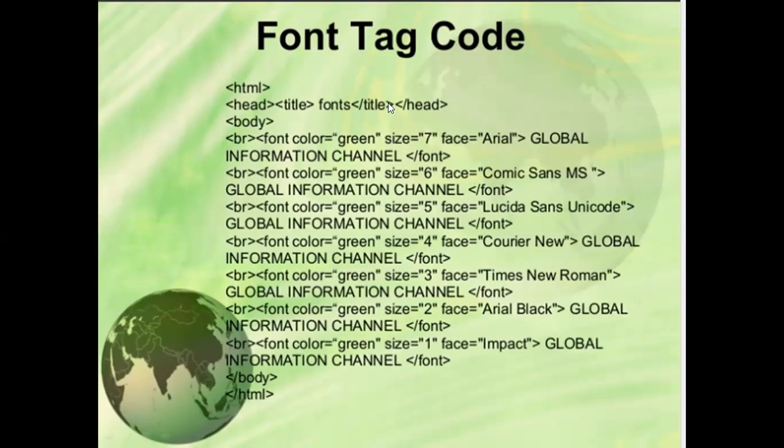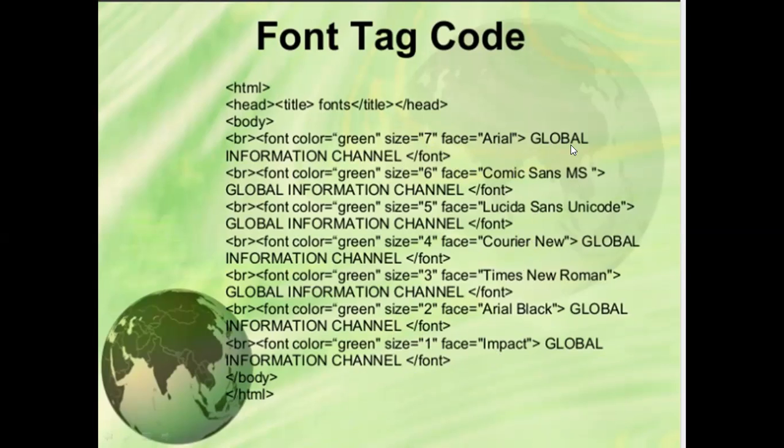Now look here: 7, 6, 5, 4, 3, 2, 1, right? We can only use the size in this way. We cannot move towards another number like 8. We cannot even choose a number like 0. That's not allowed. The next thing is face. In this face attribute, you can write various font styles you are using, like Arial, Comic Sans, etc. Once that is done, you will write the text you want, like Global Information Channel.